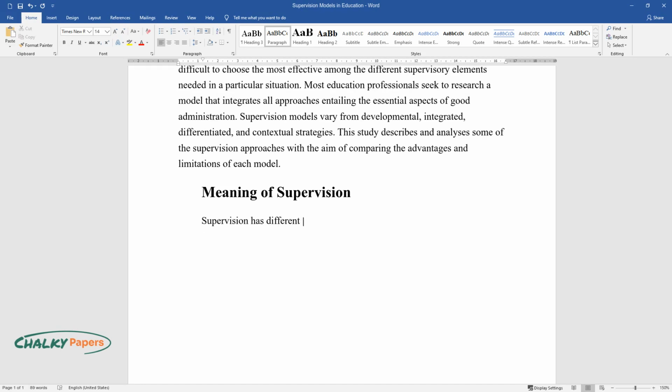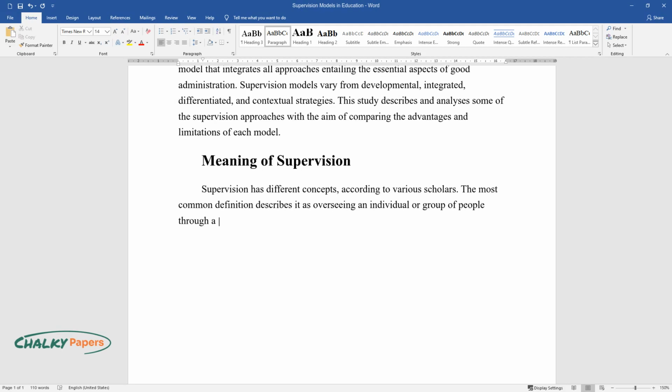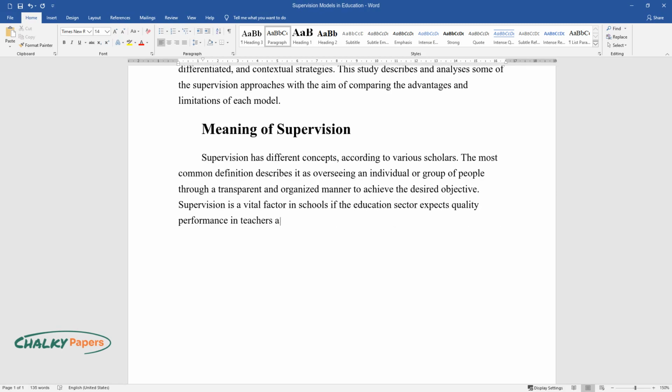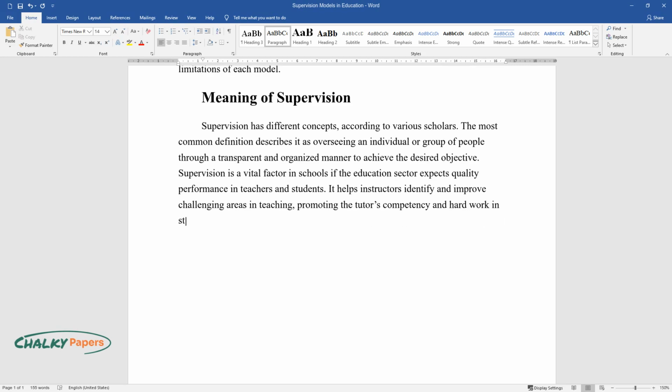Meaning of supervision. Supervision has different concepts, according to various scholars. The most common definition describes it as overseeing an individual or group of people through a transparent and organized manner to achieve the desired objective. Supervision is a vital factor in schools if the education sector expects quality performance in teachers and students. It helps instructors identify and improve challenging areas in teaching, promoting the tutor's competency and hard work in students to achieve the set academic standards.